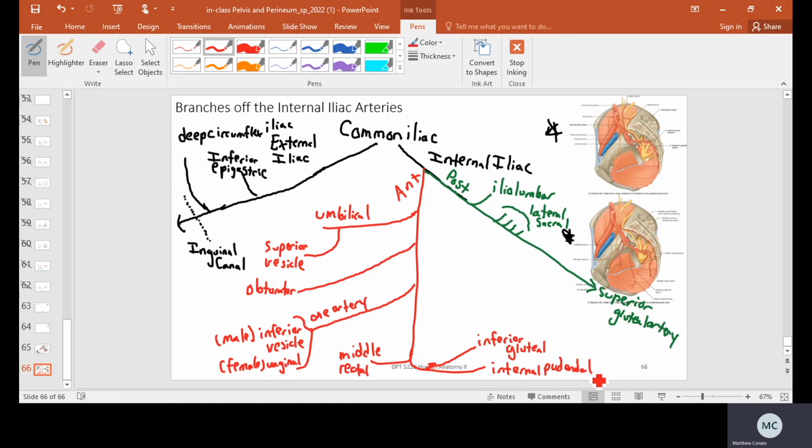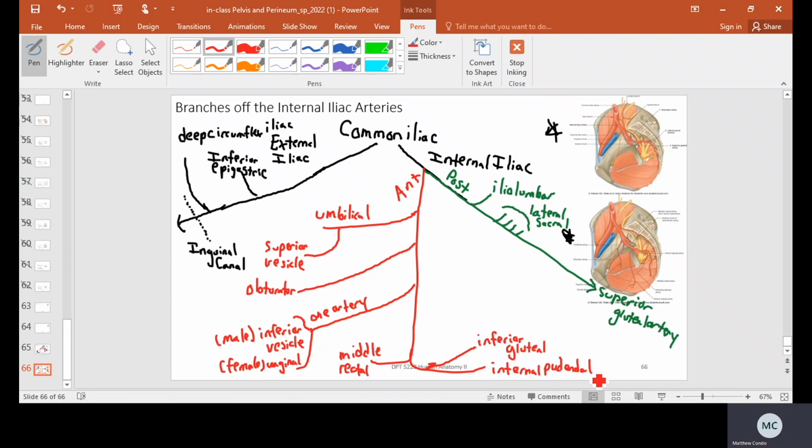My posterior branch is going to send a lot of structures to the posterior pelvic wall. Lateral sacral branch comes off there, superior gluteal artery branch comes off there, iliolumbar branch, right? Think about where the structures are. They're all in the back.